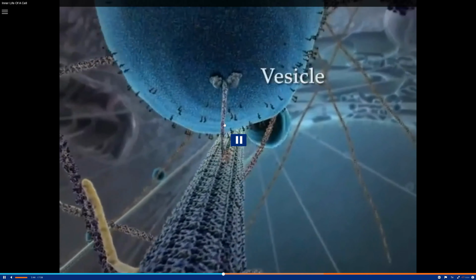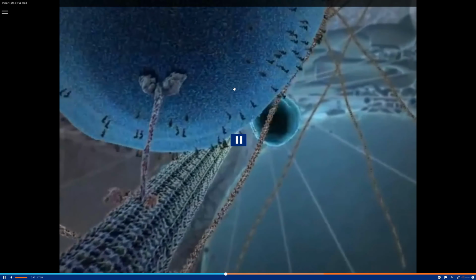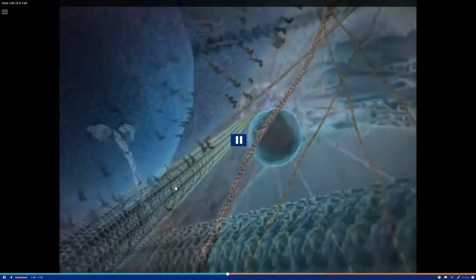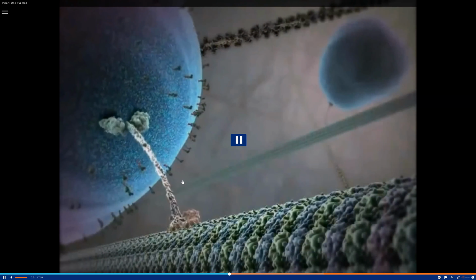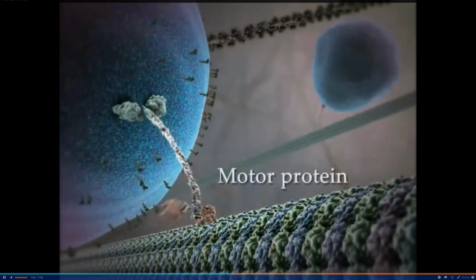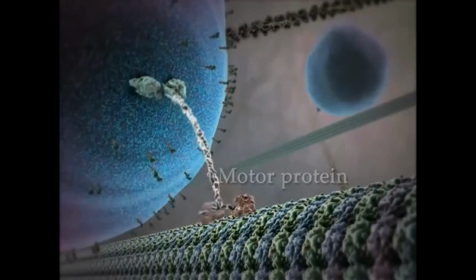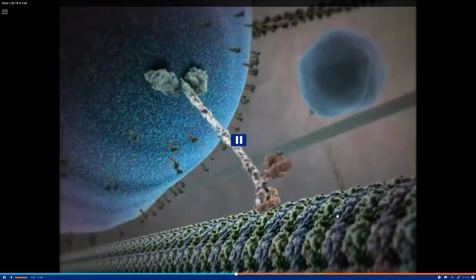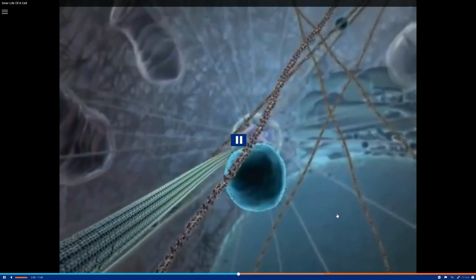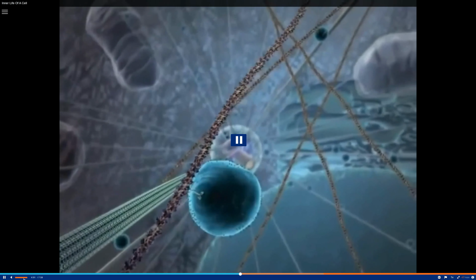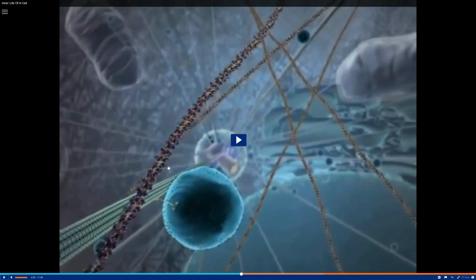Now here's everybody's favorite little guy. This is a little motor protein carrying a vesicle and using a microtubule as a track. And they actually look like this. Scanning electron microscopes have shown that this is what these little motor proteins actually look like. It's like they've got little heads. Oh, I think that's the end of the clip. We'll talk about more of them in a second as we answer questions.